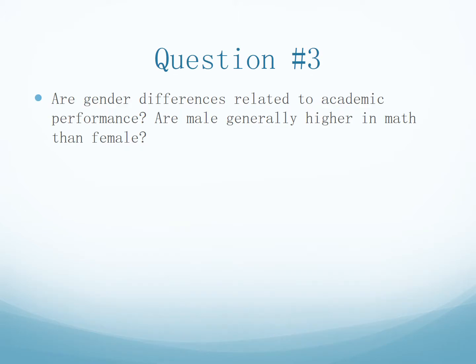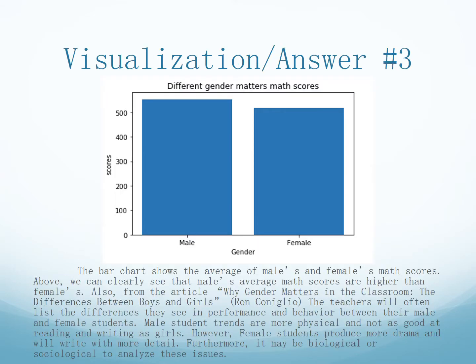Then let's take a look at our question number 3. Does gender difference relate to academic performance? Are males generally higher in math than females? The bar chart shows the average of males' and females' math scores. Above, we can clearly see that males' average math scores are higher than females'.